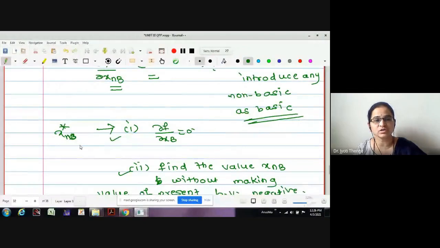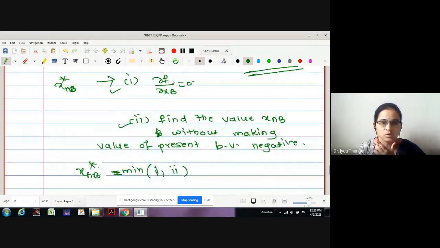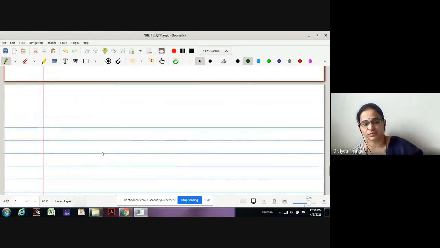If I introduce a non-basic into basic, arbitrarily, this is just a trial and error method, you have to remove one of the basic variables, then find the value of the non-basic variable by setting ∂f/∂x_nb equal to 0, and find the value of this x_nb without making the present basic variable negative. Okay, let me write Beale's algorithm.